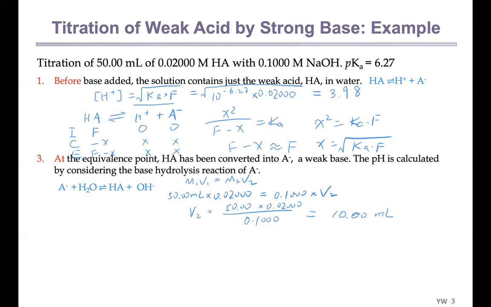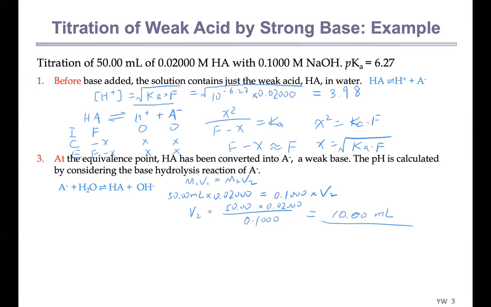Okay, now we see that the equivalence point is 10 milliliters. We don't really need this value for this calculation. We will be needing this value for the other two parts. But just to give you the information that 10 milliliters is the equivalence point. So at this equivalence point, how do we calculate the pH? At the equivalence point, the HA is fully converted to A minus, so it's converted to a weak base system.